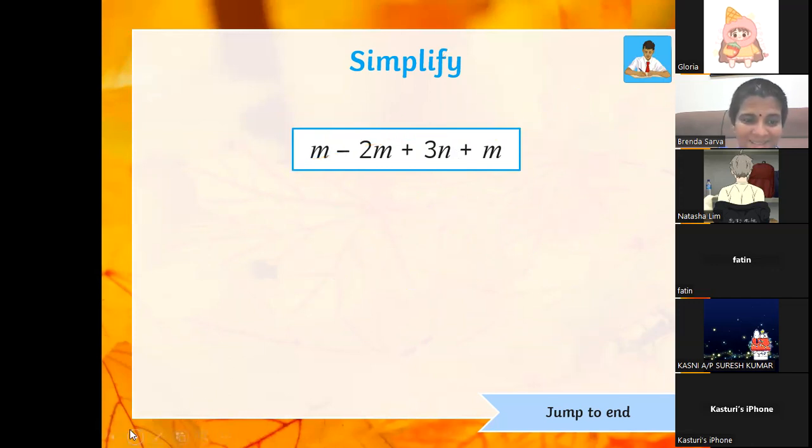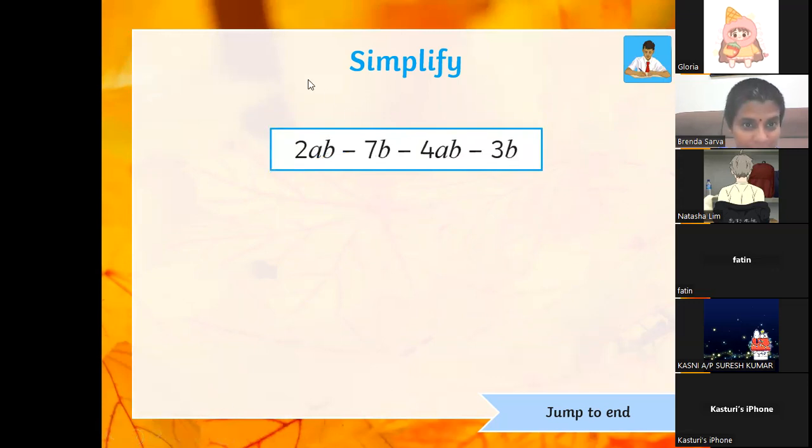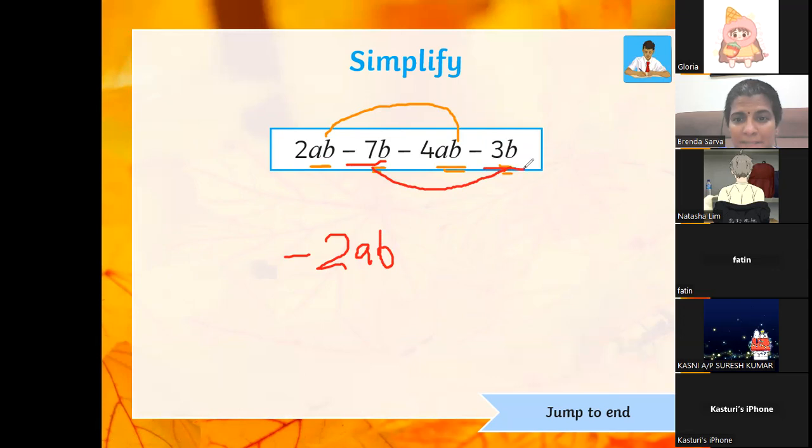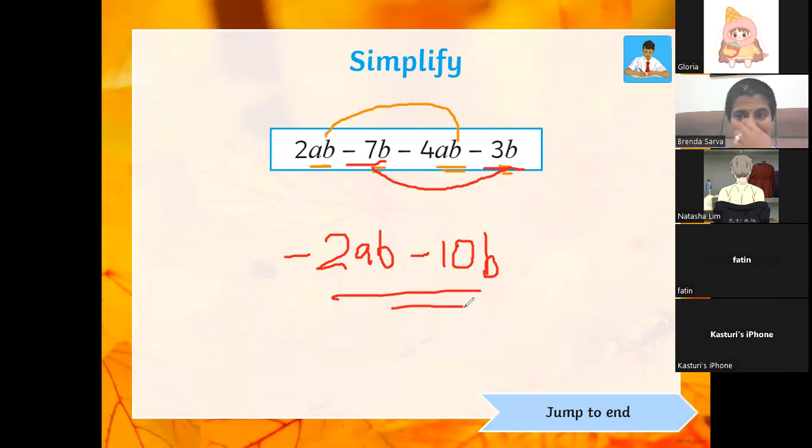Okay. Next question. How about this, girls? 2ab, remember ab, and then ab. So ab can only go with ab, and b can go with b. So simplify it. There are two terms, 2ab minus 4ab, so that is negative 2ab. And then negative 7 minus 3, negative 10b. Did you get this answer, girls?